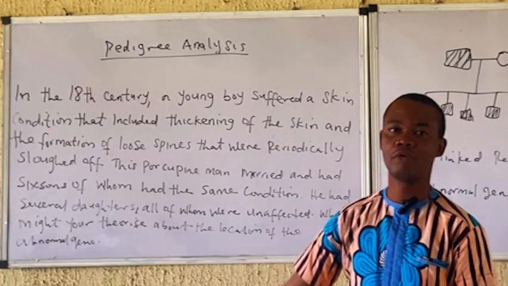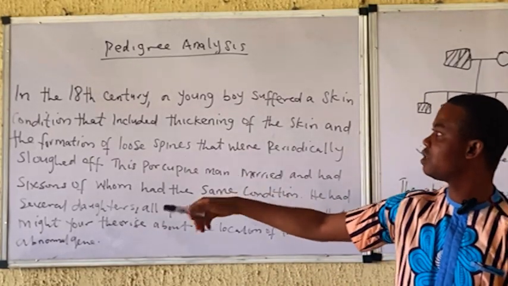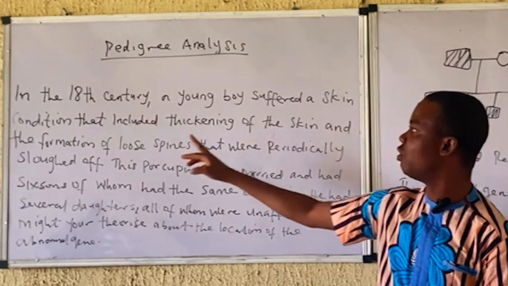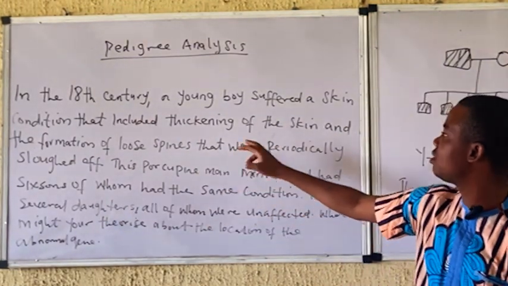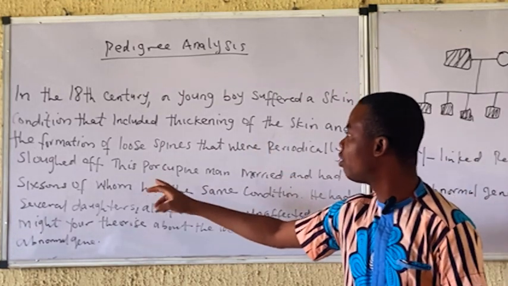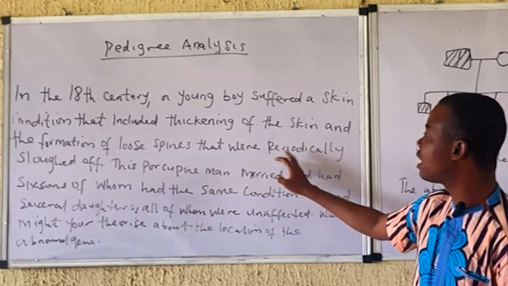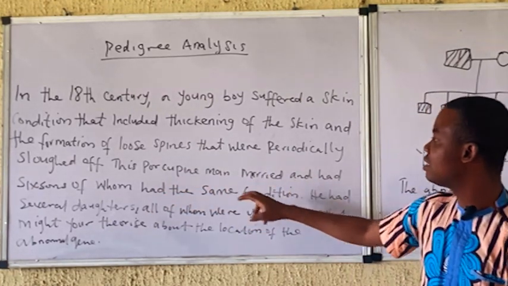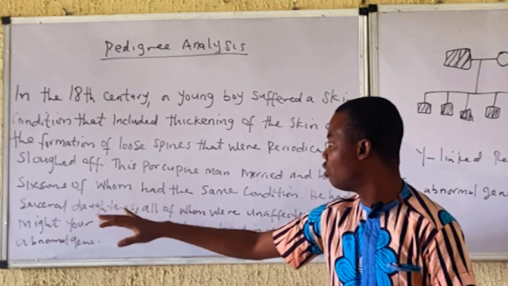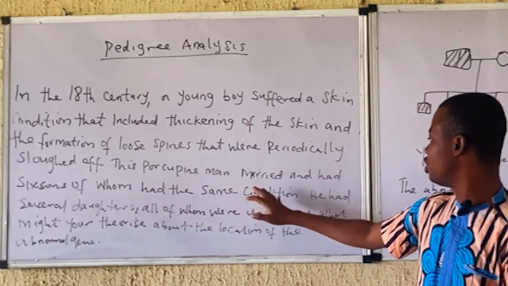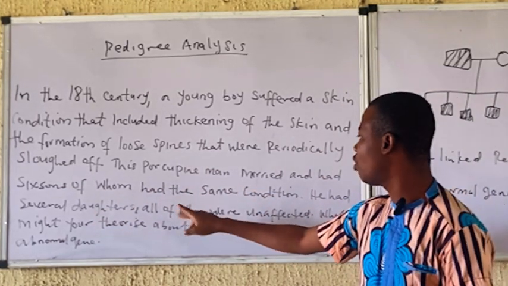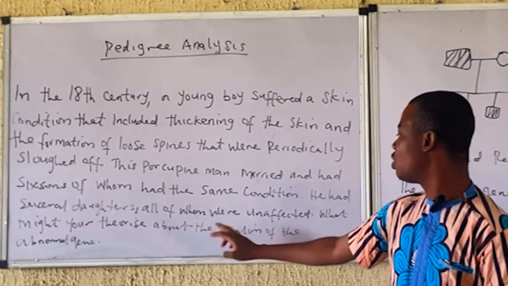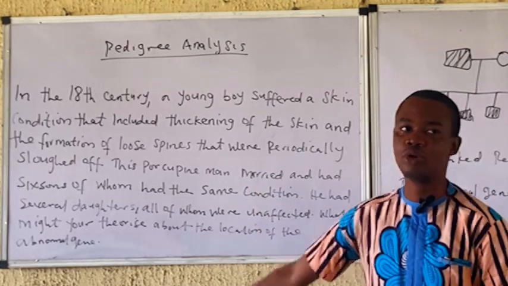We have a question before us, and the question says, in the 18th century, a young boy suffered a skin condition that included thickening of the skin and the formation of loose spines that were periodically sloughed off. This porcupine man married and had 6 sons, all of whom had the same condition. He had several daughters, none of whom were affected. What might you theorize about the location of the abnormal gene?